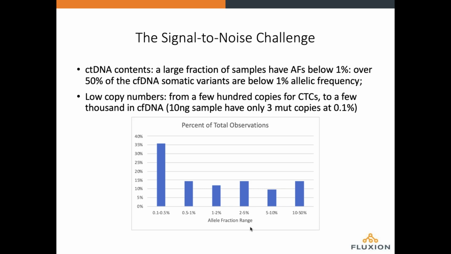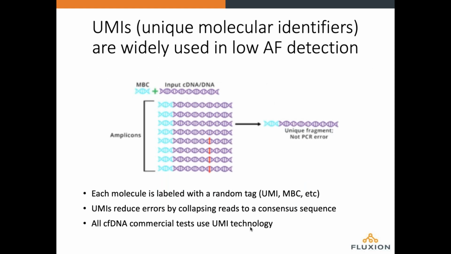But the bottom line is that a lot of those variants are below 1%. A majority of them are below 1%. And in fact, there's about 30% in this population that we've looked at in lung cancer that are between 0.1 and 0.5%. So it becomes critical for the success of the assay to be able to detect variants in this, let's say, 0.1 to 1% range, and with high accuracy and low false positive rates.